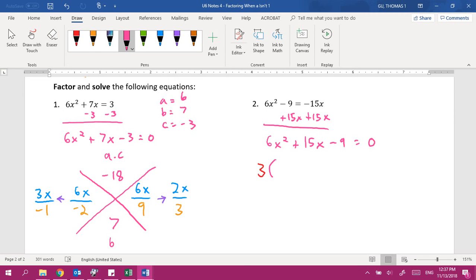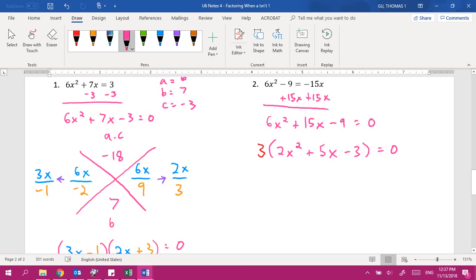2x squared plus 5x minus 3 equals 0. Yeah, that's right. So now we've taken out the GCF, and now we're ready to start the X box. So we need to identify A, B, and C. What is A? 2. That's right. What is B? 5. And what is C? Negative 3. Very good.